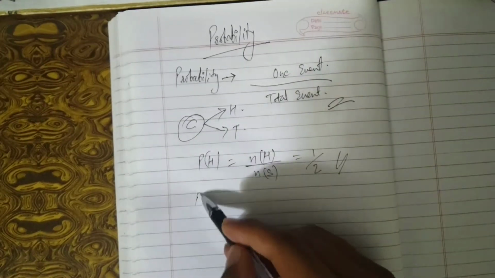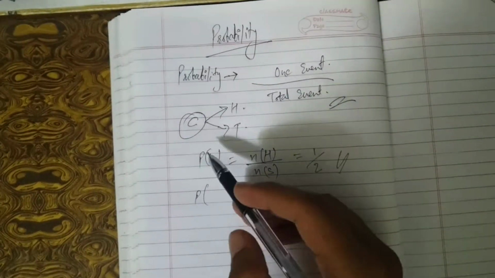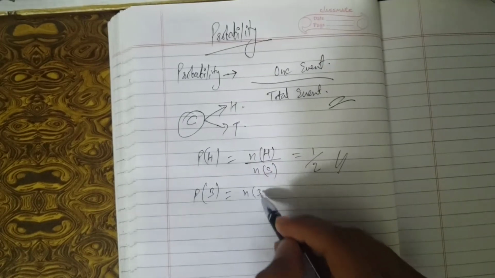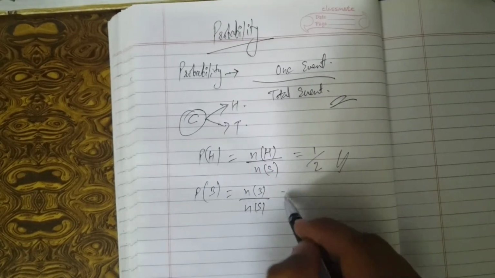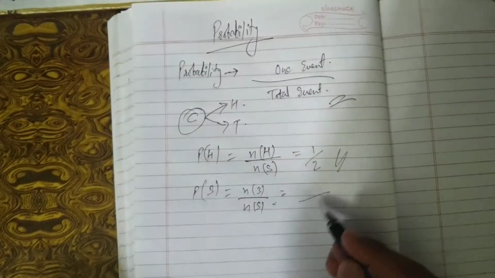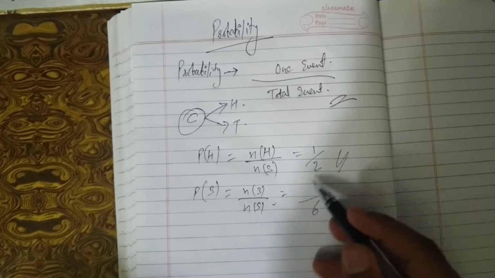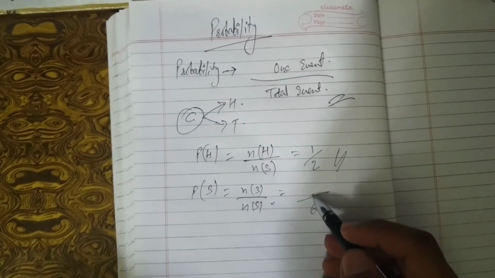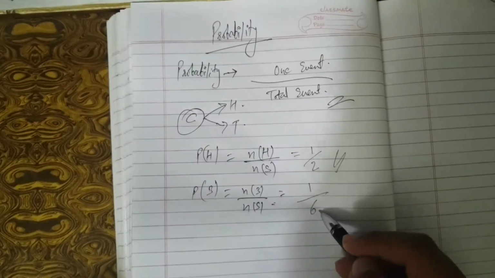I could say the same thing for a dice. What's the probability of getting, let's say, 3? So n3 divided by ns, the total number of samples. How many are there in a dice? There are 6 of them. So how many 3s are there out of the 6? Only 1, right? So 1 by 6.